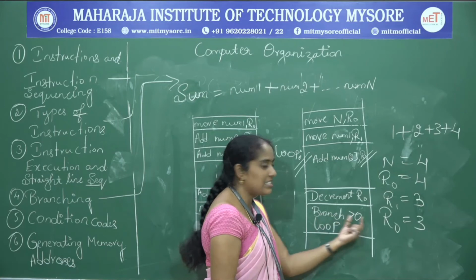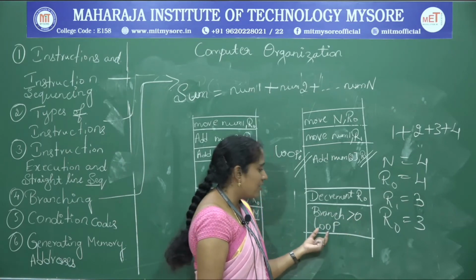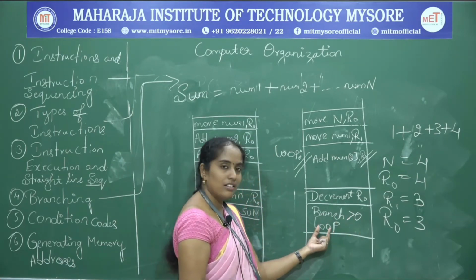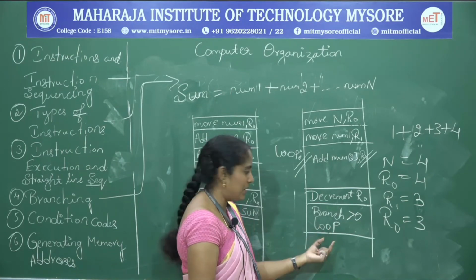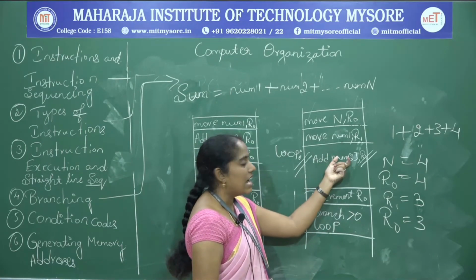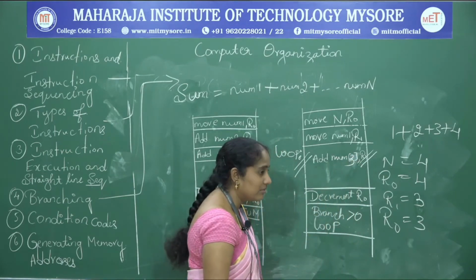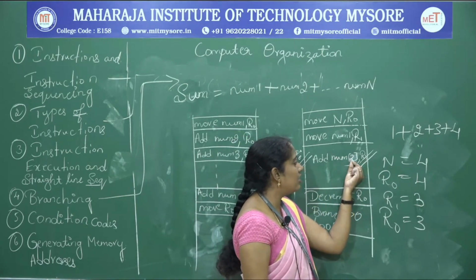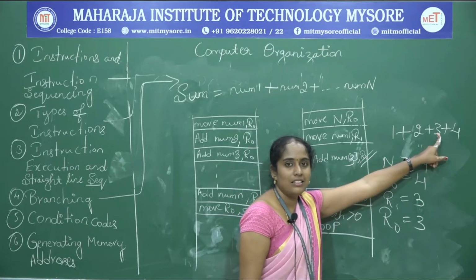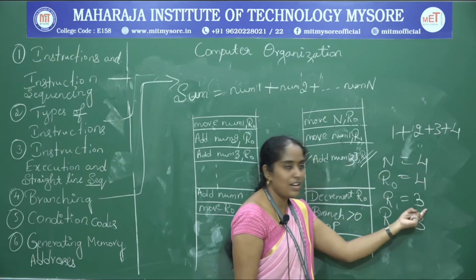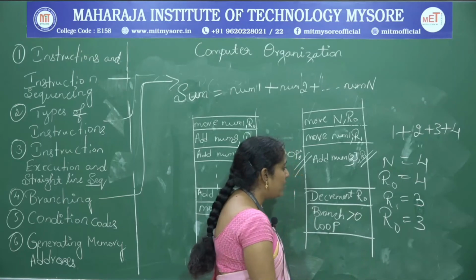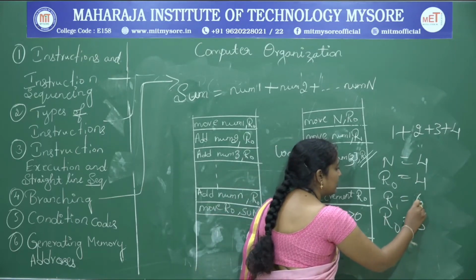Again check the condition, 3 is greater than 0. Yes, condition true. If the condition is true, again go to the particular label, label name is loop. Again go back here and add num3 comma R1. Here num3 value is 3. 3 plus R1 value 3. Now R1 will contain the value 6.